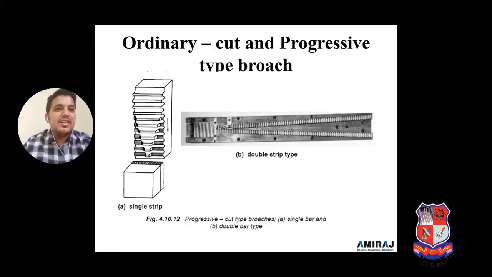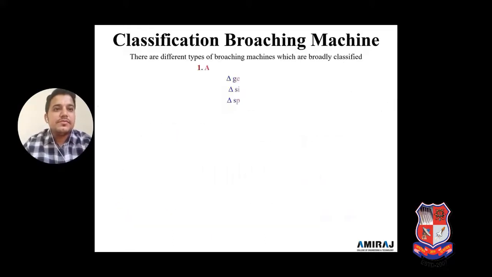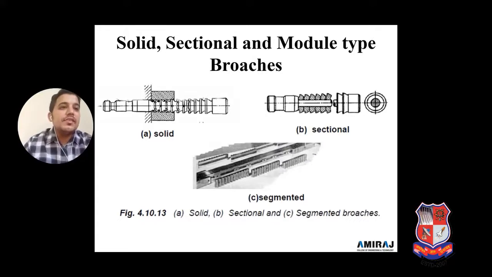Next, ordinary cut and the progressive type of cut. So when we are taking a single strip, this is the particular workpiece here, and this is the broach tool, and this is a double strip type, you can observe here. So this is the particular cut, that is the progressive type of cut. We are increasing the increment here, you can observe here, step by step we increase the cross section of the particular grooving. Okay, next one is the solid, sectional and modular type broaching.